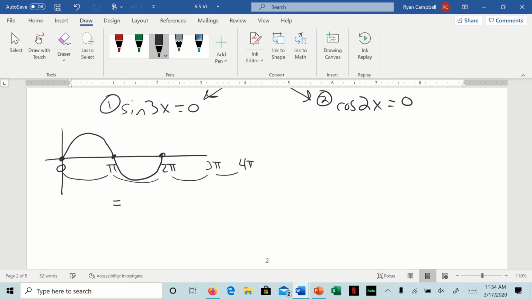So we know that the angle is going to equal pi n. So the question is, what is the angle? What equals pi n? It's the angle that we're looking at. What are we taking the sine of? It's 3x. So 3x equals pi n. To solve for x, x equals pi over 3 times n.